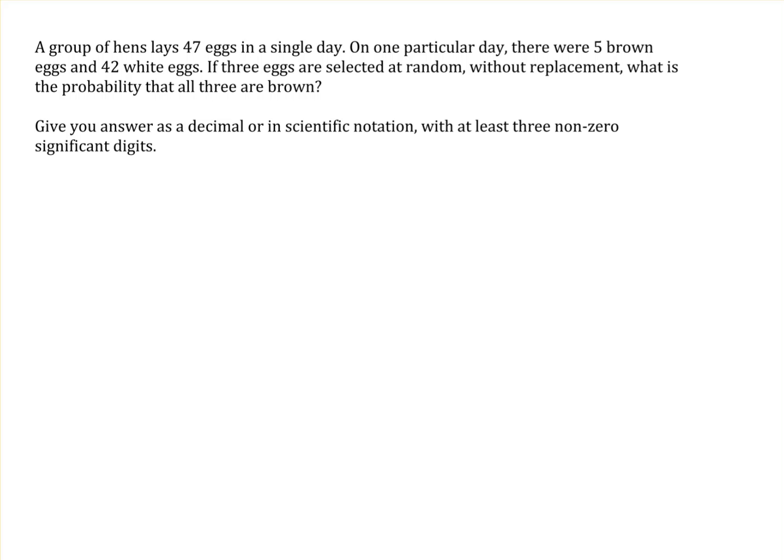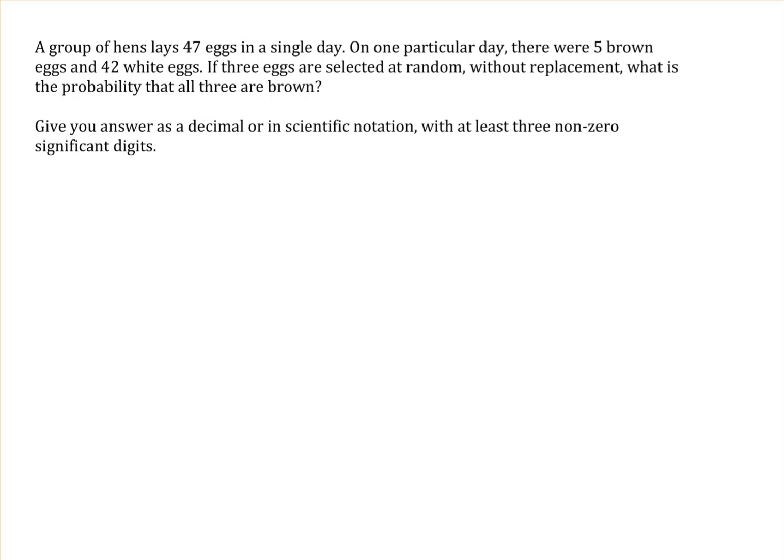A group of hens lays 47 eggs in a single day. On one particular day, there were 5 brown eggs and 42 white eggs. If 3 eggs are selected at random without replacement, what is the probability that all 3 are brown? Give your answer as a decimal or in scientific notation with at least 3 non-zero significant digits.